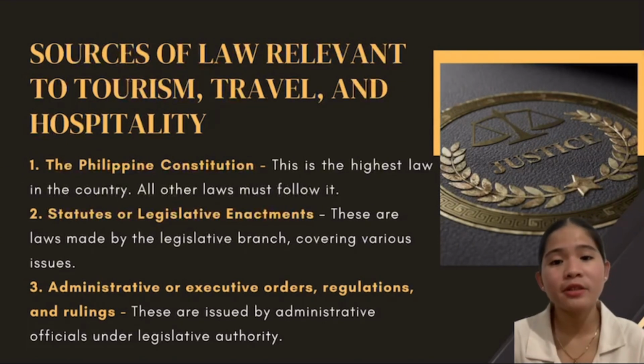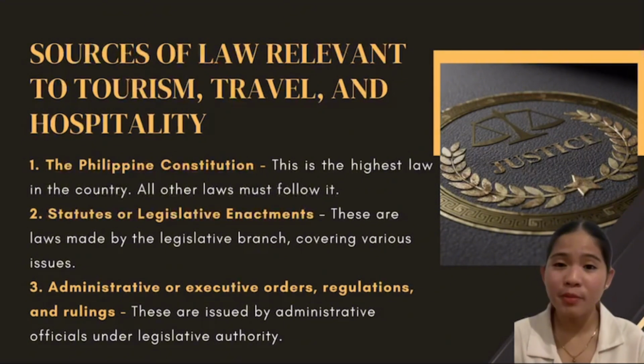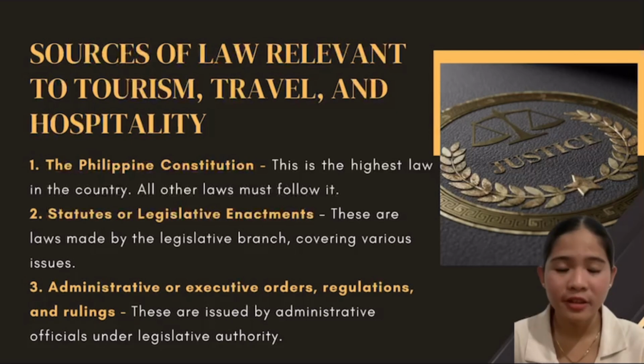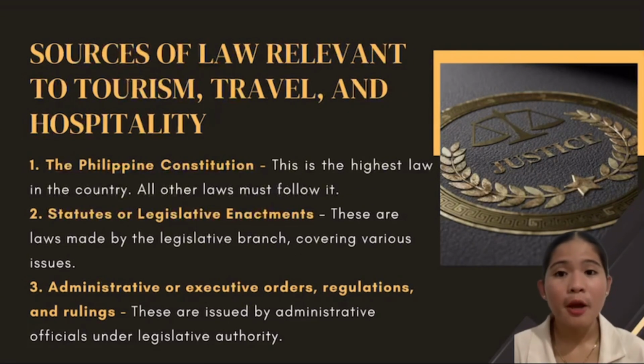The third one is the administrative or executive orders, regulations, and rulings. These are issued by administrative officials under legislative authority. And these are the examples. So, first one is the rules and regulations promulgated by the Secretary of Tourism to govern the accreditation of hotels, tourist inns, motels, apartels, resorts, pension houses, and other accommodation establishments. B is BIR circulars and rulings. C is the administrative issuances by the Department of Foreign Affairs. D is omnibus rules implementing the Labor Code of the Philippines.